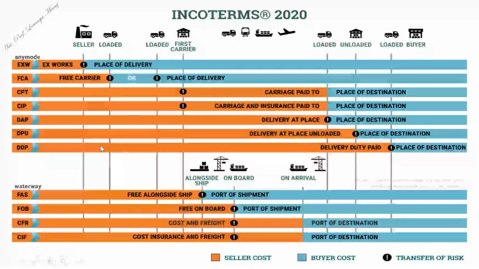What will you understand if DPU is mentioned in the export document? Delivery at place unloaded. The seller takes care of transportation charges, carriage charges, port charges, crane handling charges, shipment charges, and insurance. Everything is taken care of by the seller, including transportation from the destination port till the buyer's place, but not the unloading charges.